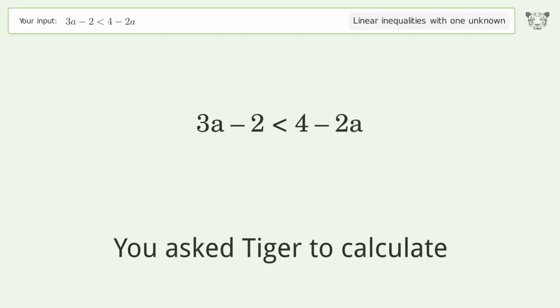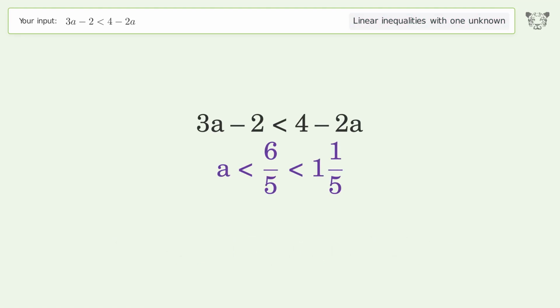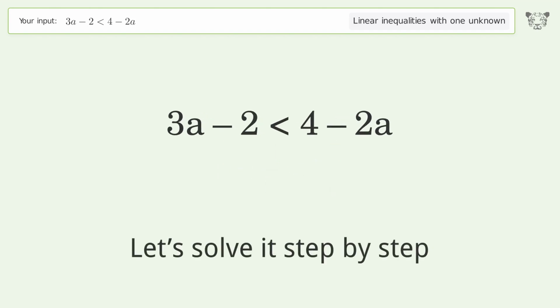You ask Tiger to calculate. This deals with linear inequalities with one unknown. The final result is a smaller than 6 over 5 smaller than 11 over 5. Let's solve it step by step.